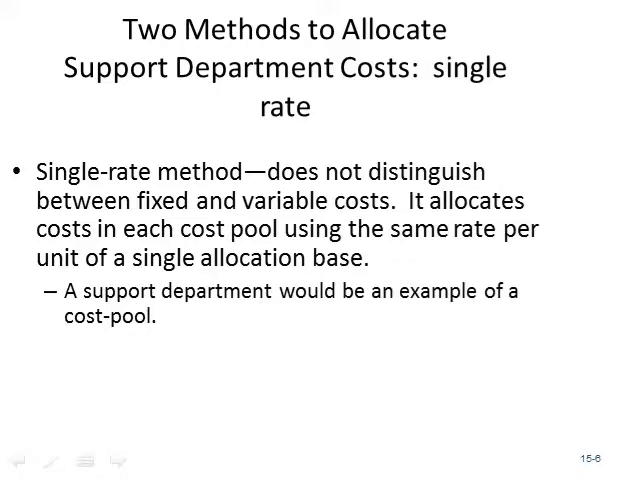So all of the cost associated with providing the human resource service to the operating department would be accumulated in a pool and then allocated out over some base that reflected some causal relationship with the pool of costs.